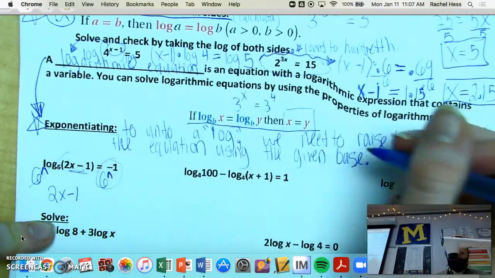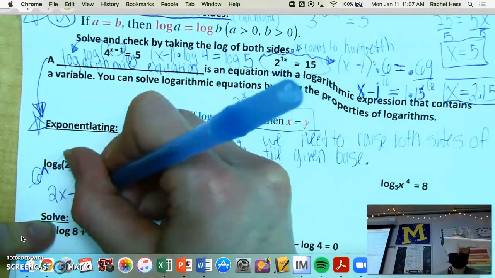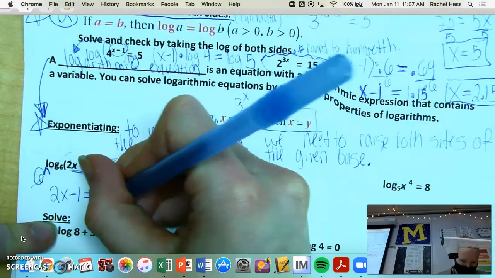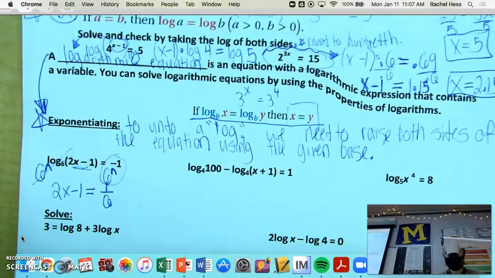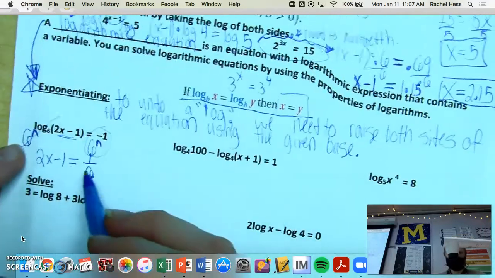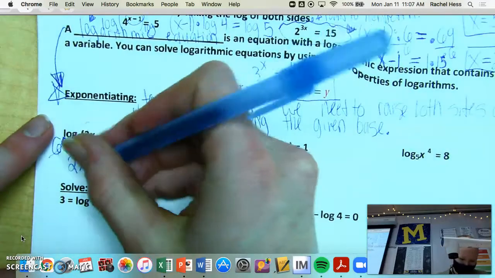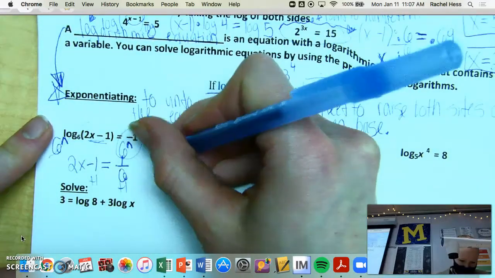And then 6 to the negative first power, if you guys recall, negative exponents tell me to flip. So this should be 1 over 6 to the first power, which is just 1/6. And this is something we know how to solve, right? Now that we've gotten rid of all the logs and the exponents, all we have to do is add 1 to both sides.